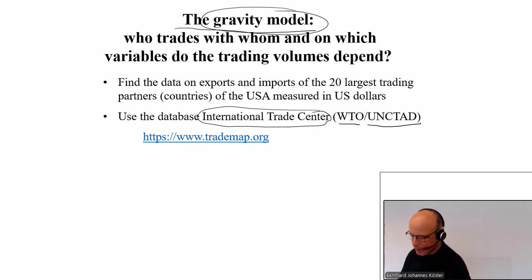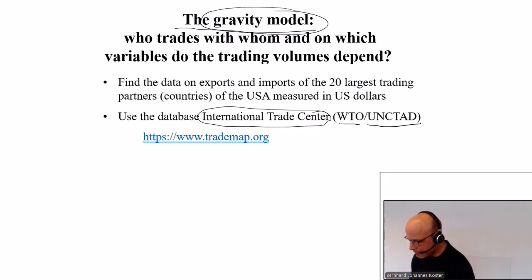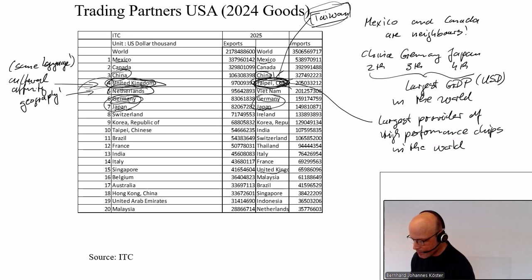Okay, so we were within the so-called gravity model, and we just started downloading the regional distribution of the trade relations of the United States. And then we just had a look at the data, looking in parallel at the largest export partners and the largest import partners.